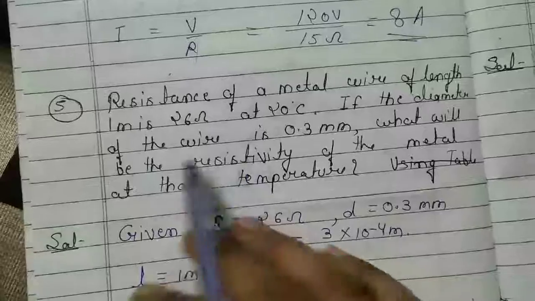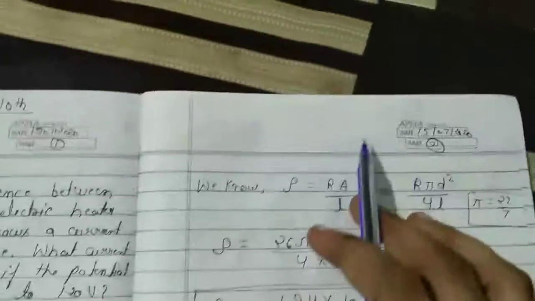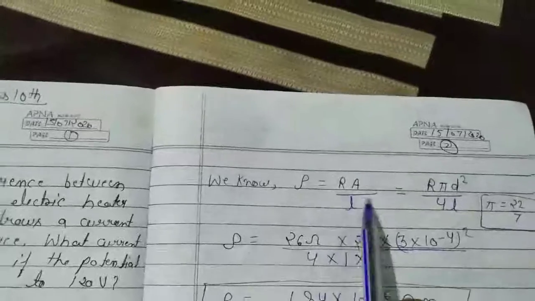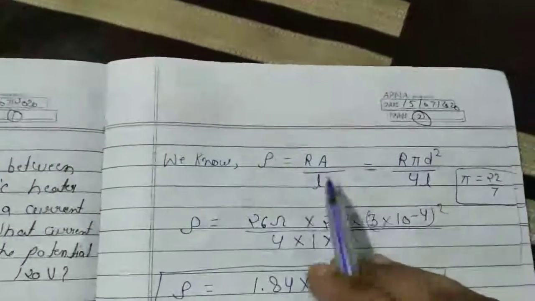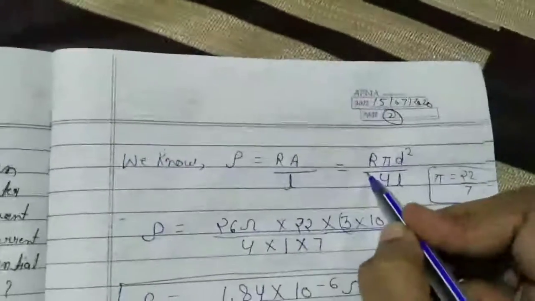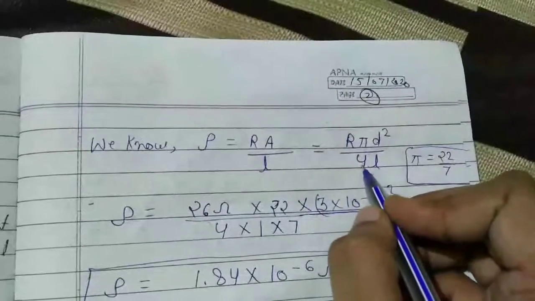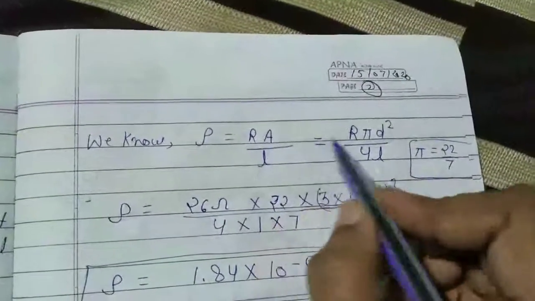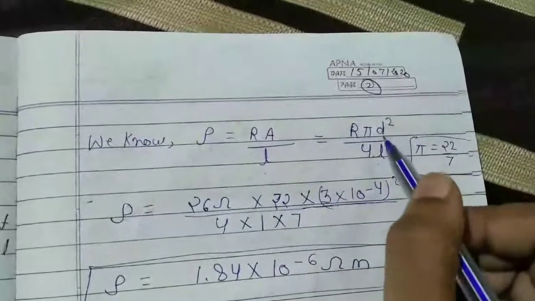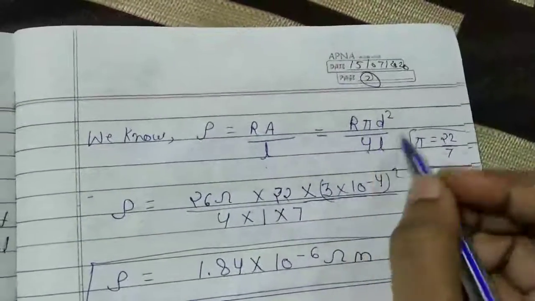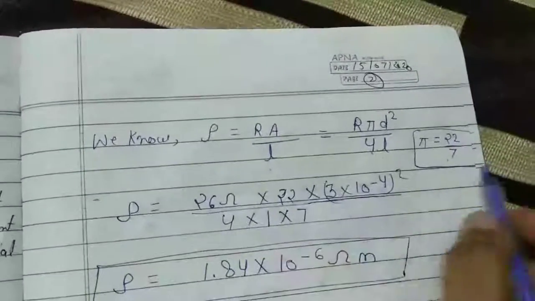So we have to find the resistivity, and we know that the resistivity formula is rho is equal to R A upon L, or we can say R pi d square upon 4L, where A means pi d square upon 4, so this is the area. This is the formula of resistivity, where the value of pi is 22 upon 7.